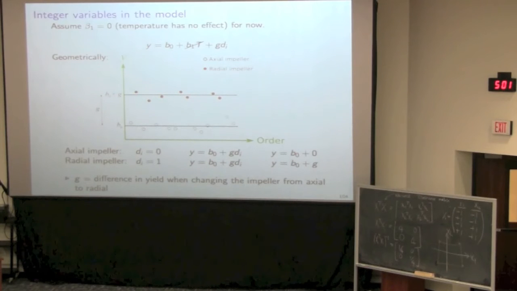So that G then, all the G represents is the improvement in yield when you go from an axial impeller to a radial impeller. So it's a deviation. It's the improvement relative to a baseline. And that's the key insight of an integer variable. Integer variables are always relative to some baseline. So here my baseline is the axial color. When t equals 0, my improvement is going to the radial color when t is equal to 1. So how do you interpret that g value? If g is a certain value, you can interpret that as the difference of the improvements in the order.